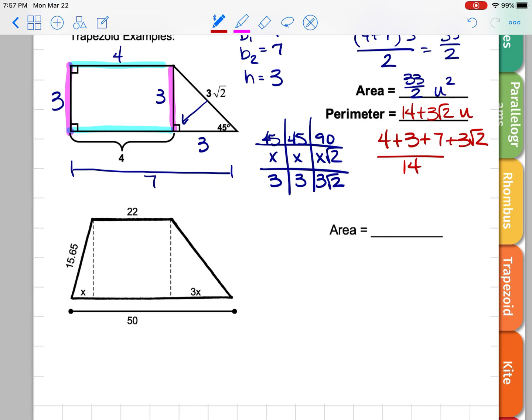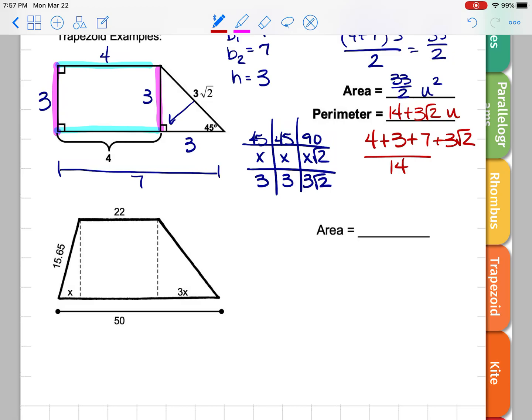Okay, so let's look at the next one. So we've got some things that we have to figure out. Well, I know opposite sides are congruent here, so this piece right here has to be 22. I don't know if it's isosceles or not, so I can't assume the other side is 15.65. We'll have to find that. Well, actually we don't, because we don't need the perimeter, we just need area here.